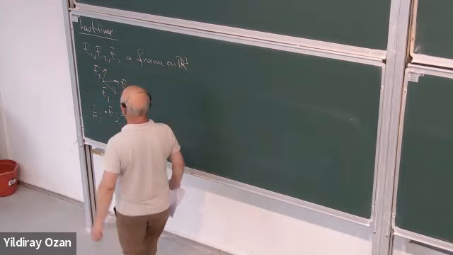I don't have a surface yet. This is just by definition the covariant derivative of Ei, and then you take that product with Ej and you compute all these at the point P.